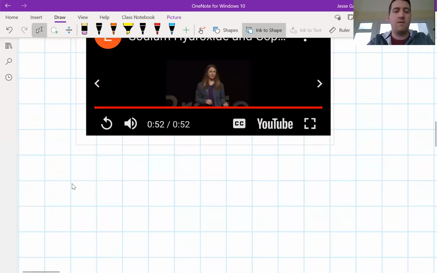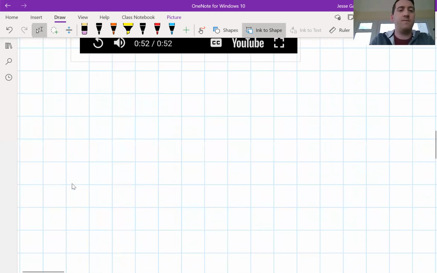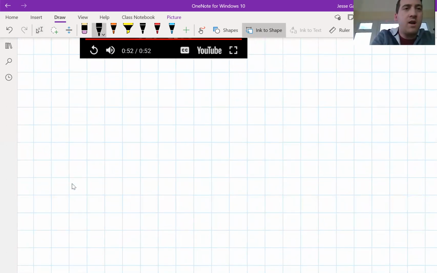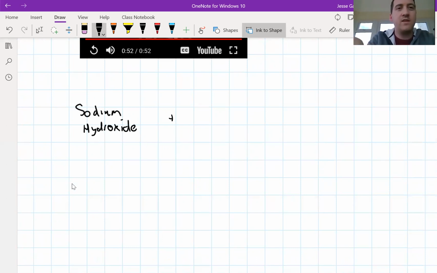Now let's look at what's going on. We're going to write a word equation to describe what's going on. We've got these two substances. We've got sodium hydroxide, and we're reacting it with another reactant that we call copper sulfate.